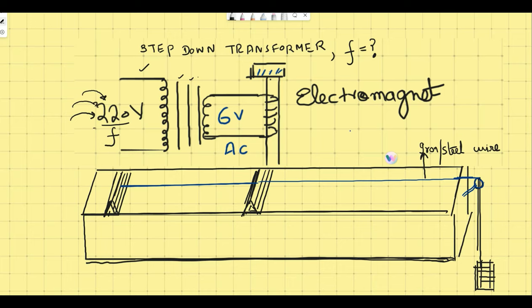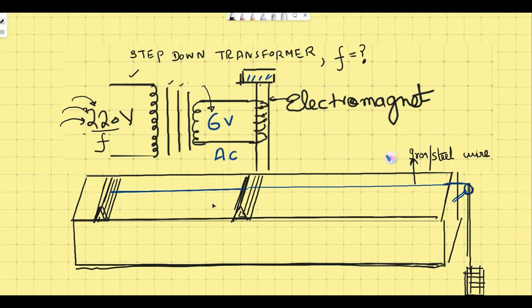The step down transformer lowers it to 6 volts, and then this voltage goes to the electromagnet. So the structure you see here is the electromagnet. Now this circuit has the AC current in it. When the AC current comes in, I will tell you what it does. Let me explain in a more lucid manner.